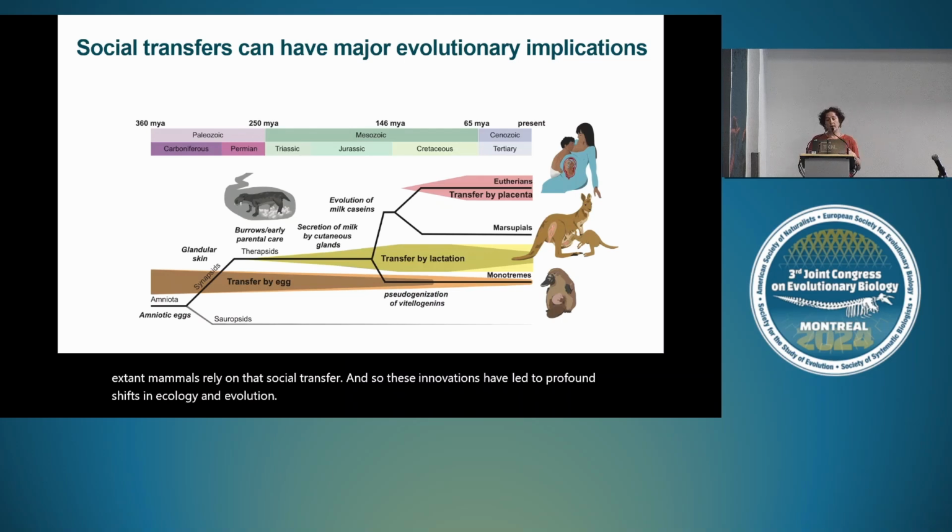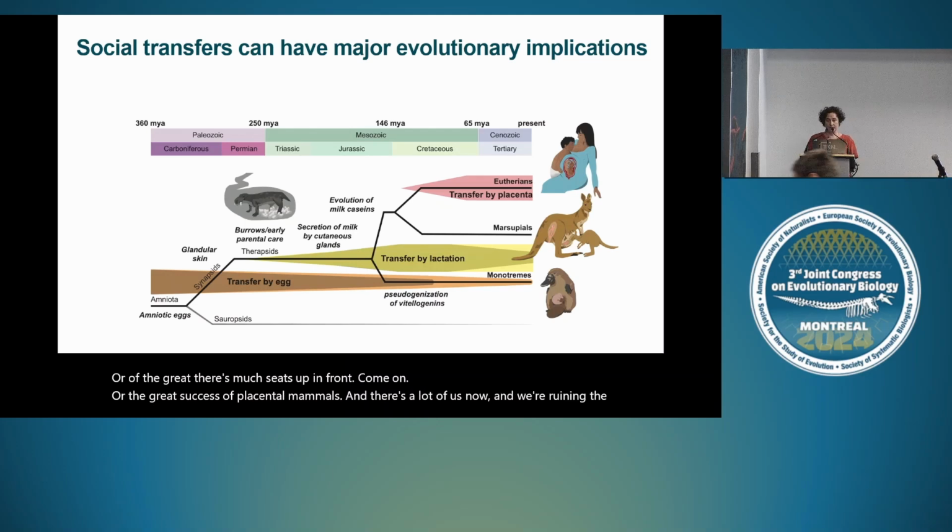For example, think of lineages that use calcified eggs, or of the great, there's more seats up in front, come on, skip in the back. Or of the great success of placental mammals. And you know, there's a lot of us now, and we're ruining the earth, to show you how important it was.